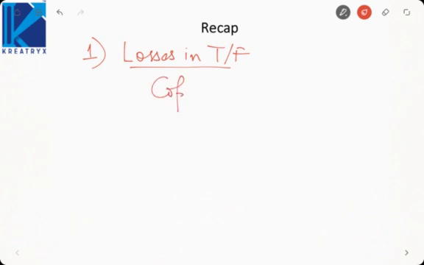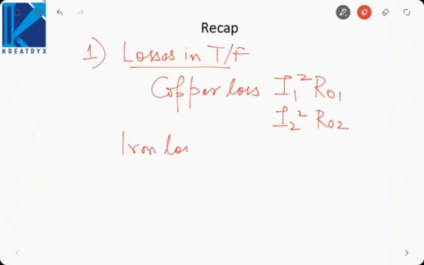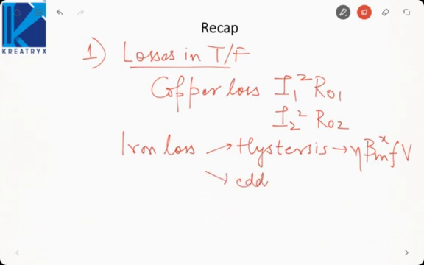Hi guys, in the last lecture we covered the various kinds of losses in a transformer. First we saw the copper loss, which was I1 square R01 plus I2 square R02. Then we saw iron loss. Iron loss had two components. Hysteresis loss was equal to eta Bm raised to the power x F into V. Next was eddy current loss, which was Ke Bm square F square T square, where T is the thickness of lamination, and in hysteresis loss V is the volume of the core.